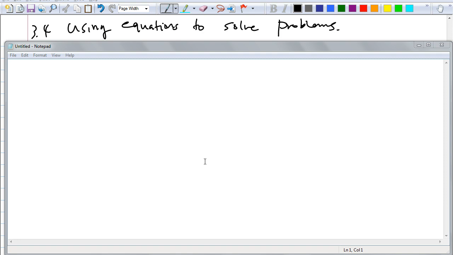Anybody remember? Yes, sir? Write down the equation. You have to write the equation, of course, using the formulas. Some of these formulas are pretty straightforward. Then you do what next? After you come up with the equation, what are you going to do with the equation now? Step 4 is to, yes, sir?